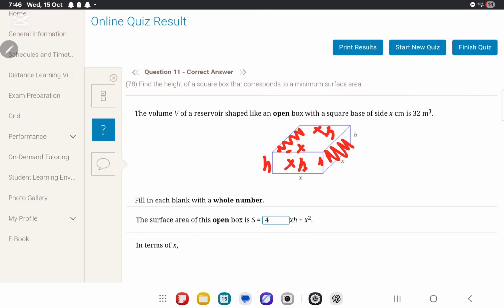Now, it says open box, so there is no top, right? There is no top. This is empty. Now, at the bottom of this box, I have this rectangle, right? The area is gonna be x times x, x squared. So what is it? 4xh plus x squared.